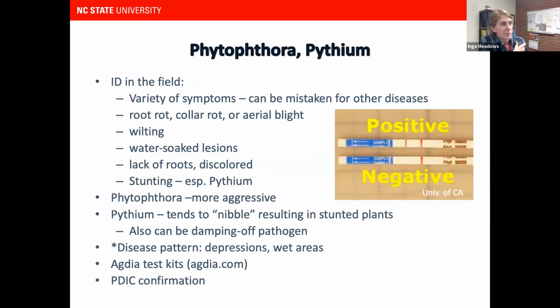Identification in the field can be tricky because there's a variety of symptoms and they can often be mistaken for other diseases. Depending on the host, they might cause a root rot, a collar rot, or some of them cause an aerial blight, which is a little bit different for the water molds. You may see wilting, you may see water-soaked lesions. Obviously, bacteria can also form these water-soaked lesions, so it's important to be able to tell the difference.